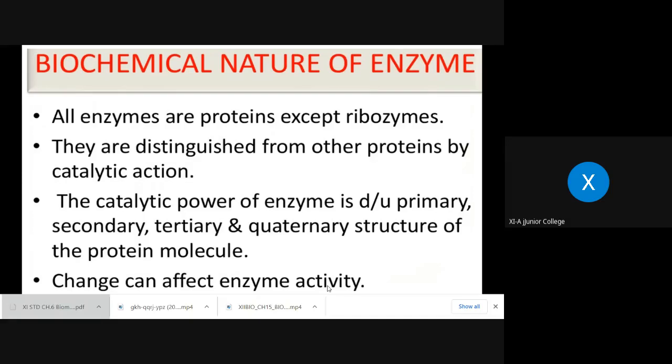So what is the biochemical nature of enzymes? These are all proteins except ribozymes. They are distinguished from other proteins by catalytic action. As I told you just now, all enzymes are proteins, but all proteins cannot be enzymes. Only those proteins with catalytic action can be considered enzymes. Any doubt?